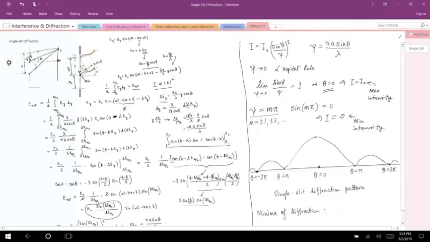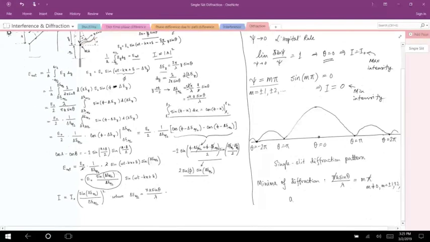So minima of diffraction is pi a sine theta divided by lambda is equal to m pi, where m is not equal to 0, but m is equal to other integers, plus or minus 1, plus or minus 2, etc. Now I can cancel the pi's from both sides, and that will give me a sine theta is equal to m lambda, where m is not equal to 0, but other integer values of m are allowed, plus or minus 1, plus or minus 2, etc. And this is the condition for minima of diffraction.